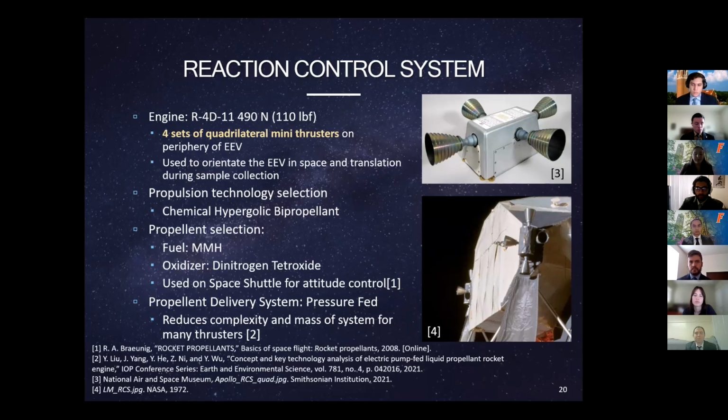Our reaction control system will use the R4D11 engine. This is a modern variant of the R4D engines used on the Apollo program. This will be using a set of 4 quadrilateral mini thrusters on the periphery of the EEV, and it will allow us to control the orientation and attitude of the EEV during orbital trajectories and sample collection. Our propellant system is the same as the orbital maneuvering system, combined with it so that we can reduce the overall system complexity. And we chose hypergolic propellant for the same reason, to reduce the complexity of the design, as we wouldn't need igniters to ignite the propellant. Next slide, please.